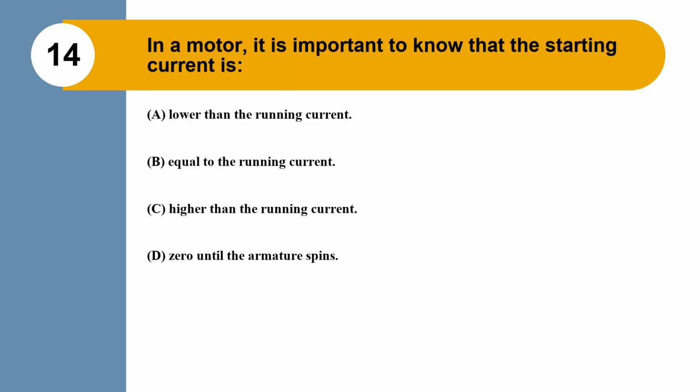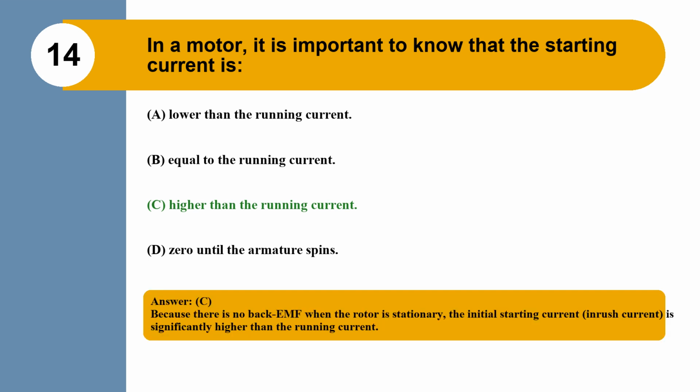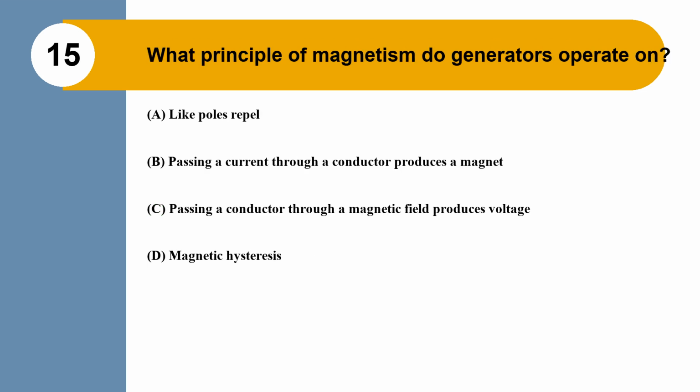Question 14. In a motor, it is important to know that the starting current is Option A. Lower than the running current. Option B. Equal to the running current. Option C. Higher than the running current. Option D. 0 until the armature spins. The correct answer is option C. Higher than the running current. Because there is no back EMF when the rotor is stationary, the initial starting current, inrush current, is significantly higher than the running current.